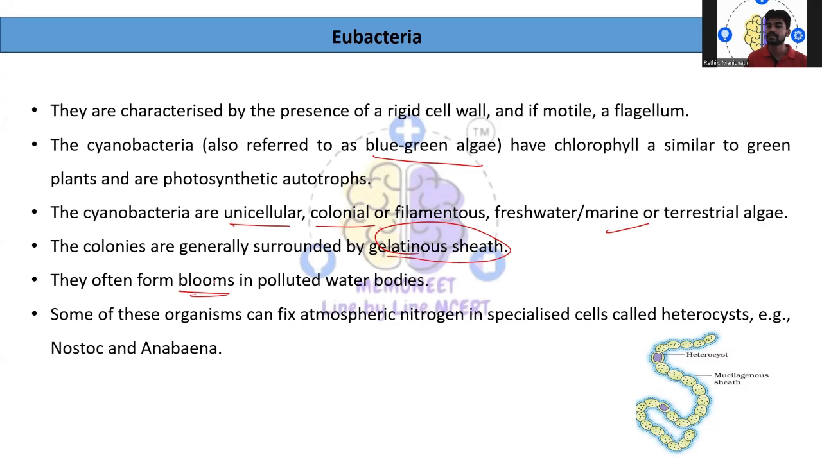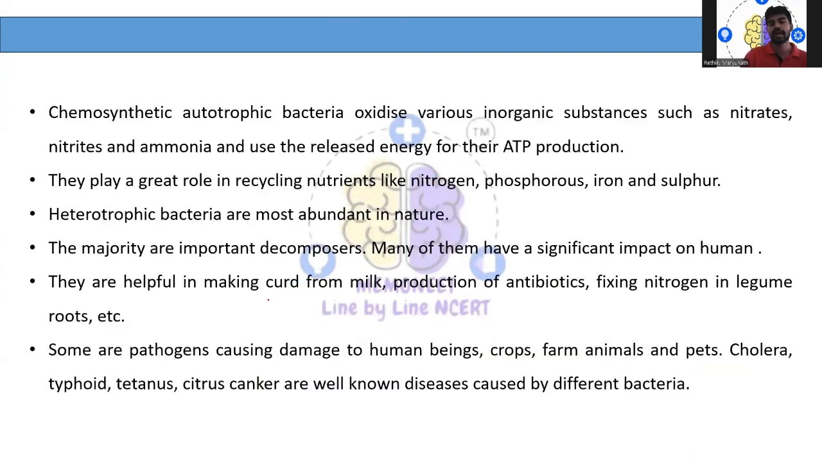Some of these organisms can also fix atmospheric nitrogen in a specialized cell called heterocysts. Here we have specialized cells called heterocysts. These heterocysts are the specialized cells which are able to fix atmospheric nitrogen. Examples for them are Nostoc and Anabaena. So this is all about the eubacteria.